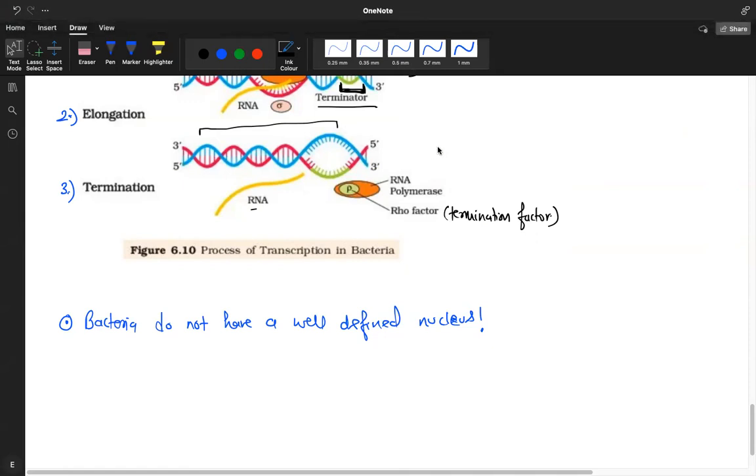So does translation and transcription happen in the same place because they are prokaryotes? Yes, but not because they are prokaryotes. Why do you think transcription and translation happen at the same place? What is that same place? This is a textbook line that you know, but what does it mean to you? What does it mean that bacteria do not have a well-defined nucleus?